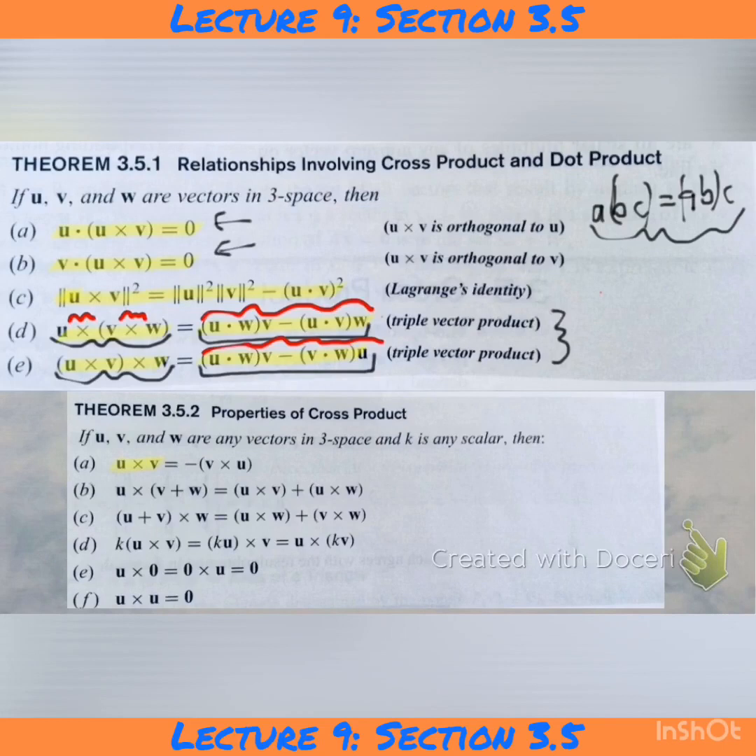However, U cross V is the same as the negative of V cross U, and that can easily be verified. And then the cross product, when it comes to vector addition, the cross product obeys the distributive law with respect to the cross product. So the distributive law still holds, and the distributive law on the right hand side also holds.